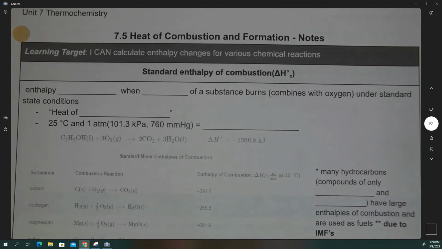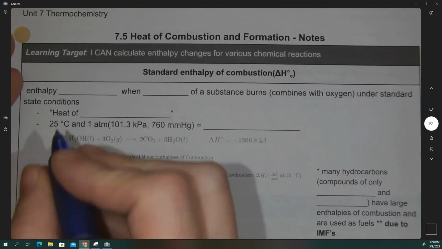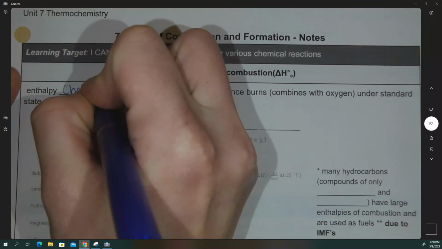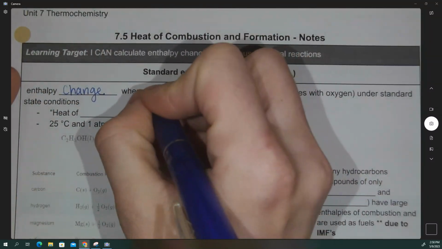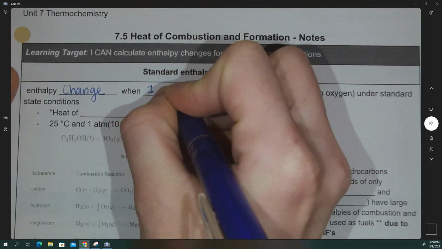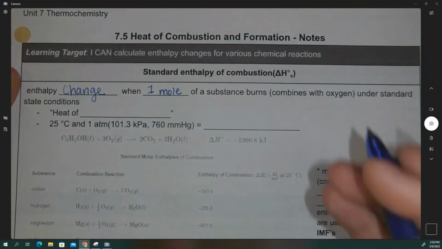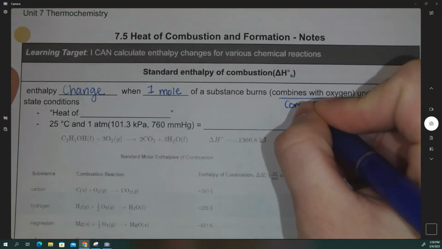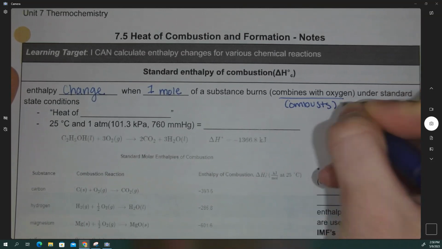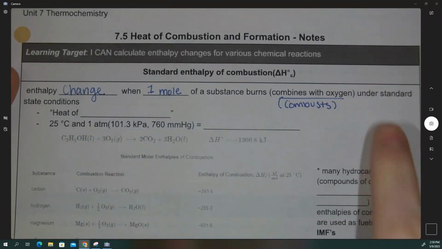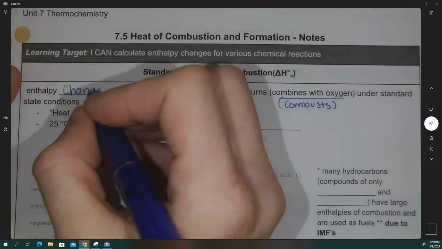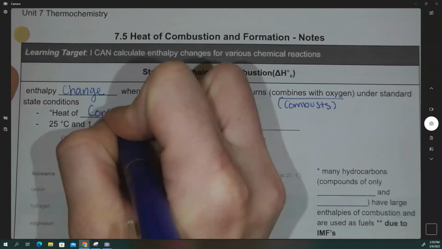Standard enthalpy of combustion is going to be an enthalpy change. So how much does the enthalpy change when 1 mole of a substance burns or combines with oxygen? This could also be combusts, because that's what combining with oxygen means, under standard state conditions. Another way that it might be referenced is heat of combustion.